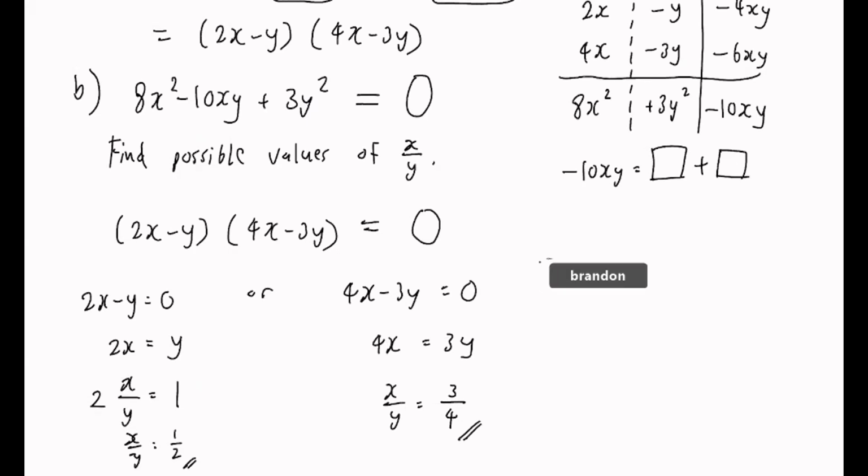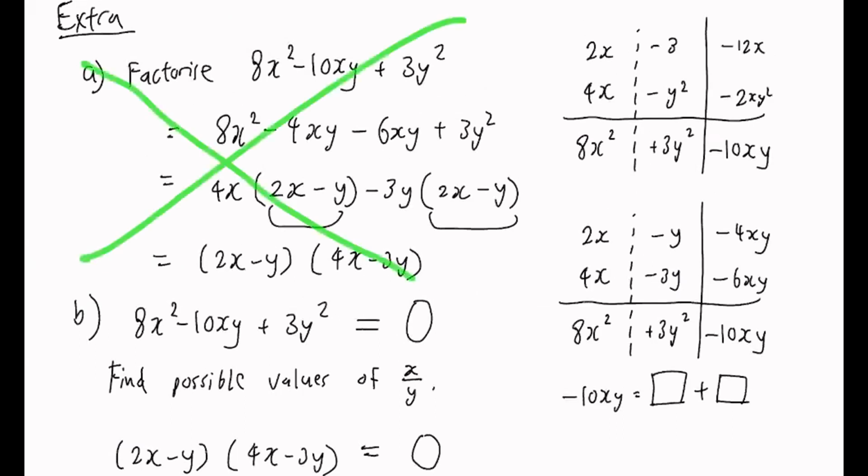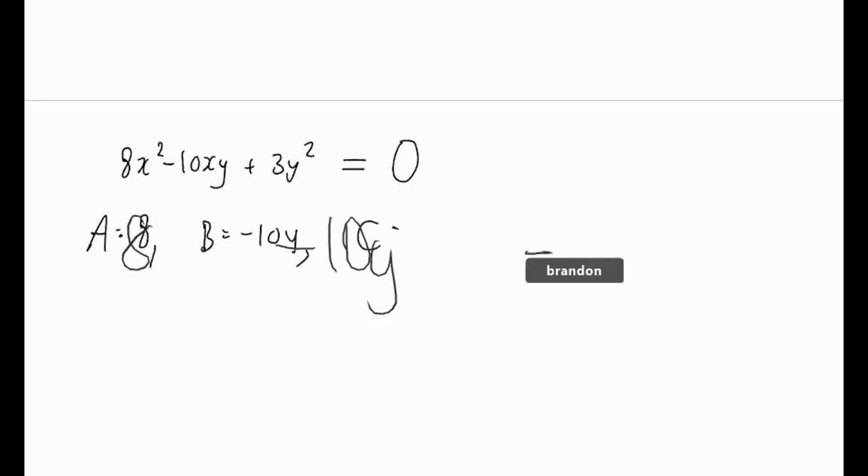Let's say there wasn't a part A. Then I give you this equation straight away and ask you to solve for x over y. Do you think it's possible? Can I use the quadratic formula? Yes, you can. But what are the coefficients here? It is 8, then minus 10y, then 3y squared. Yes, you can actually.